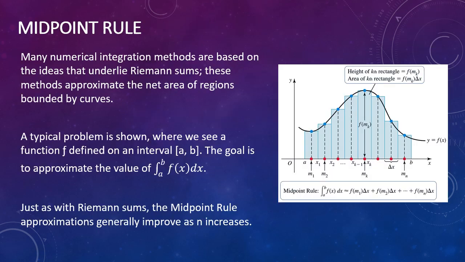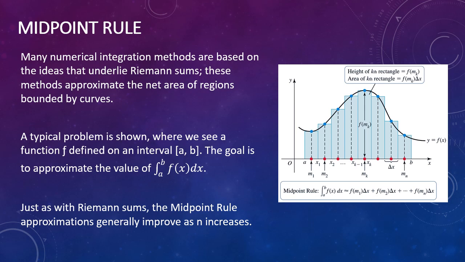As we learned in Calculus 1, many numerical integration methods are based on the ideas that underlie Riemann sums. These methods approximate the net areas of regions bounded by curves. Here we're looking at the midpoint rule. In Calculus 1, we talked about this briefly, but we use left end values or right end values for Riemann sums typically in most of our examples.